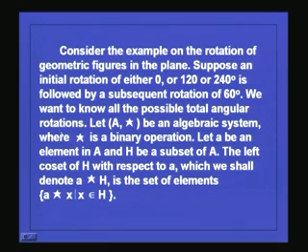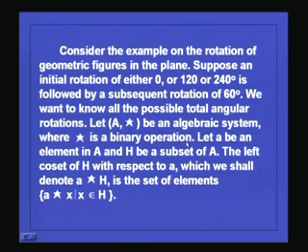So, in general, putting it in a formal manner, what we want is this: let (A, star) be an algebraic system where star is a binary operation. Let a be an element of A and H be a subset of A. The left coset of H with respect to a, which we shall denote by a star H, is a set of elements of the form a star x where x belongs to H.